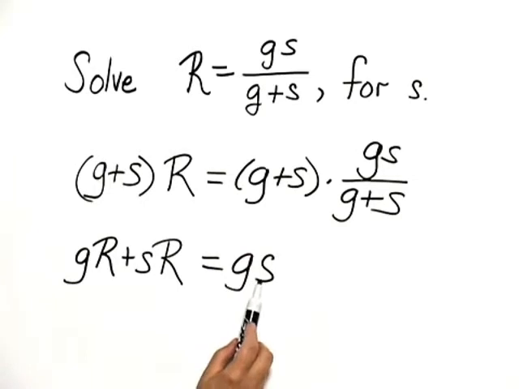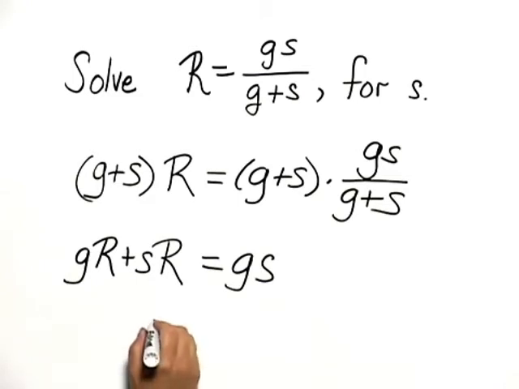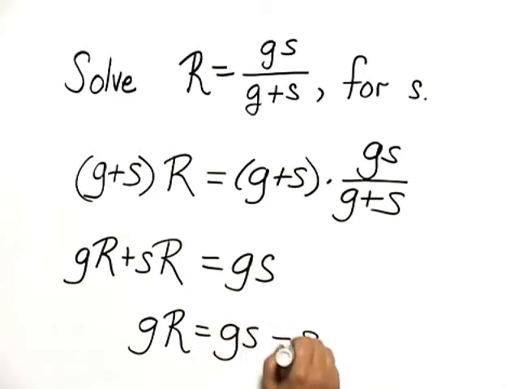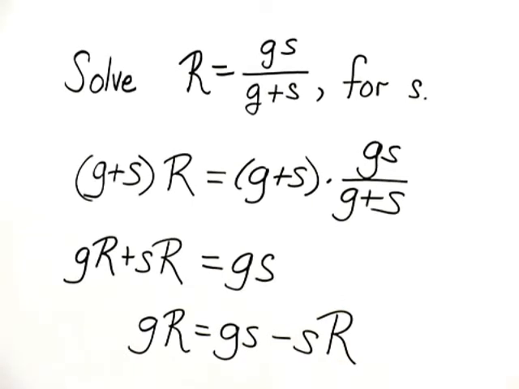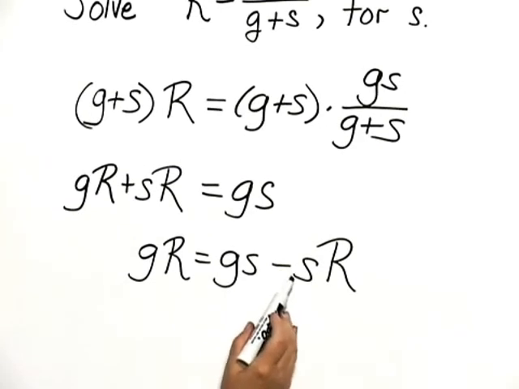Now I still have two occurrences of s. So the next thing I want to do is get all of the terms that contain s on one side of the equation. Let's subtract sr from both sides of the equation. That gives us gr equals gs minus sr. Now, fractions are cleared. Both terms that contain s are on one side of the equation. There's no s on the other side.